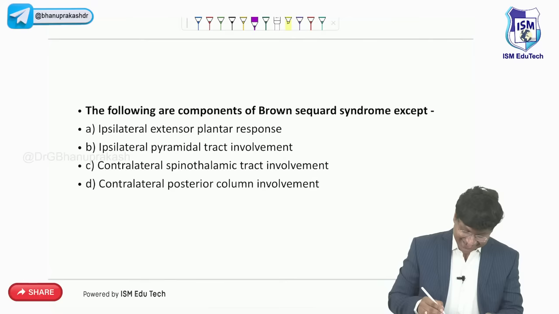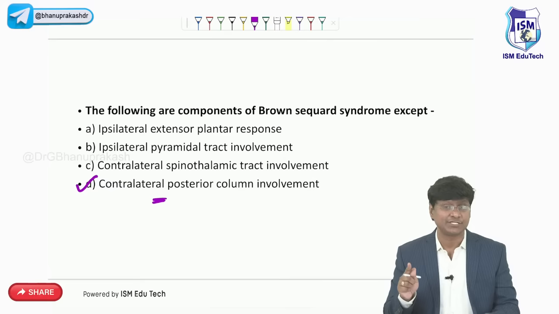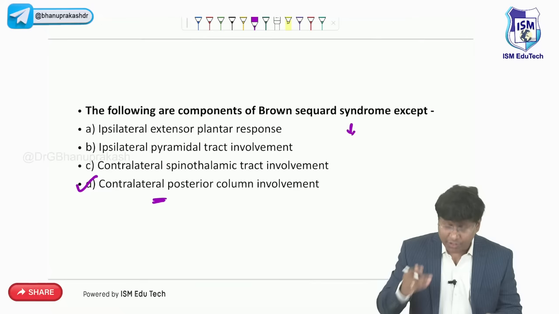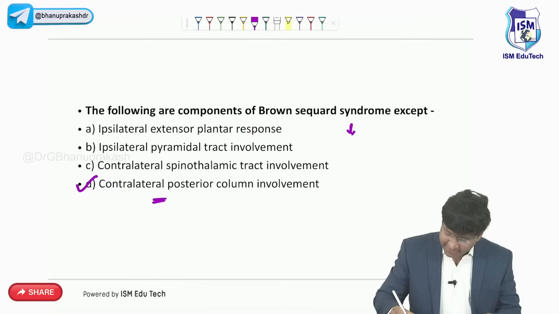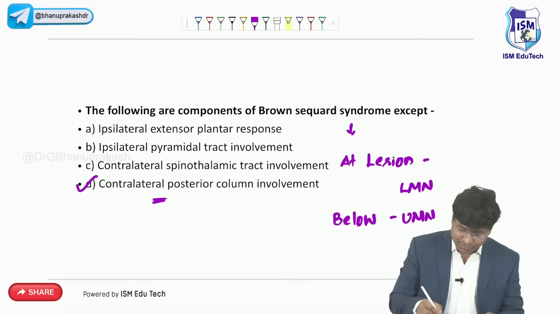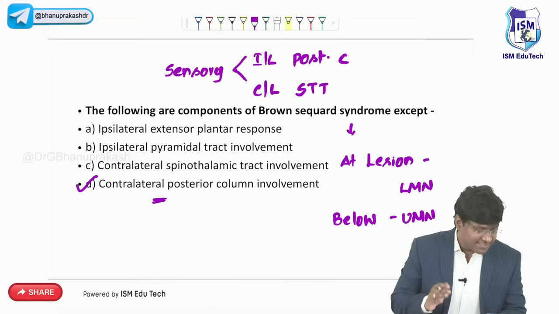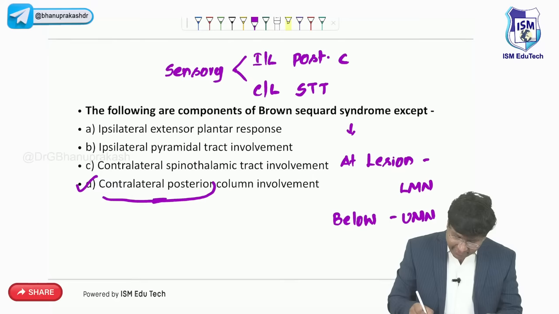Right. So, the answer is contralateral posterior column involvement, which will not be there. So, please remember, Brown-Séquard syndrome is the hemisection of the spinal cord. And in the case of Brown-Séquard syndrome, what will be the motor manifestations? Motor manifestations will be at the site of lesion: at the site of lesion, you will have LMN paralysis, and below the site of lesion, you will have UMN paralysis. And what will be the sensory manifestation? You will have ipsilateral posterior column involvement and contralateral spinothalamic tract involvement. So, you will not have contralateral posterior column involvement. It is the ipsilateral posterior column involvement, okay?